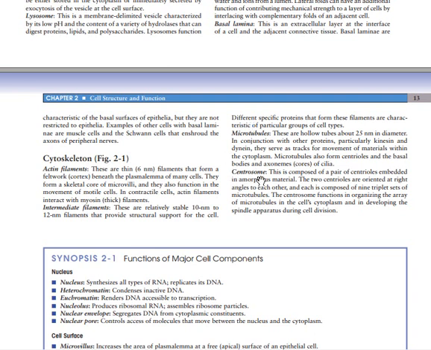And the last one is centrosome. The centrosome is a cell structure made up of a pair of centrioles, and that pair of centrioles is used to make the microtubules have a synchronous movement.